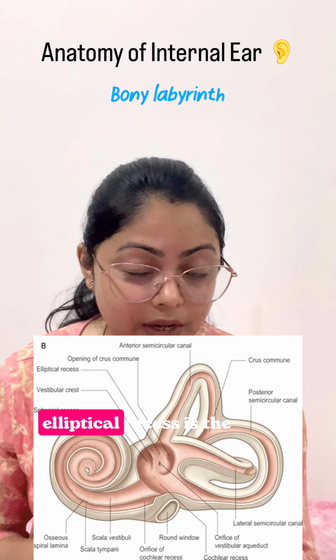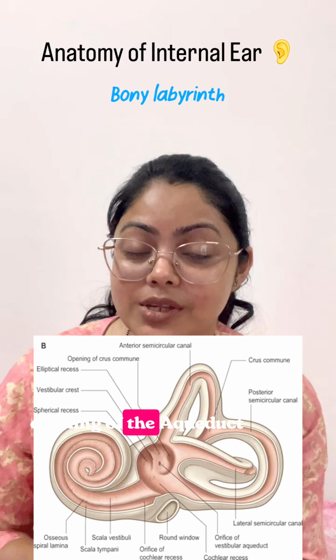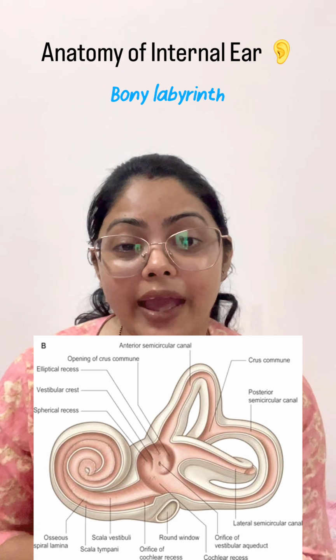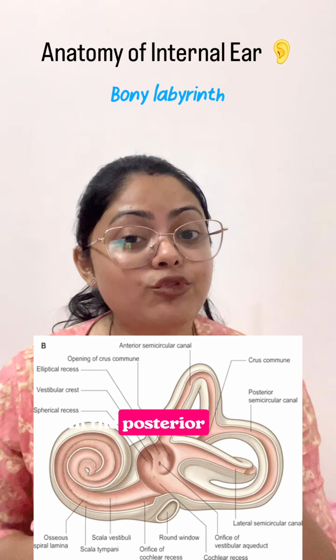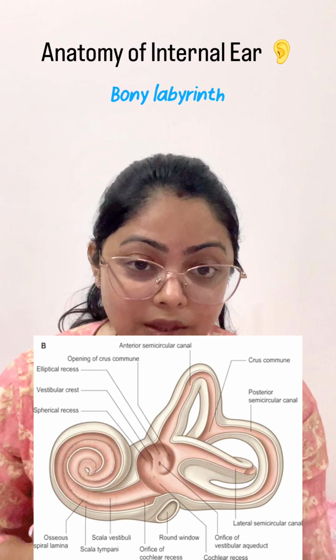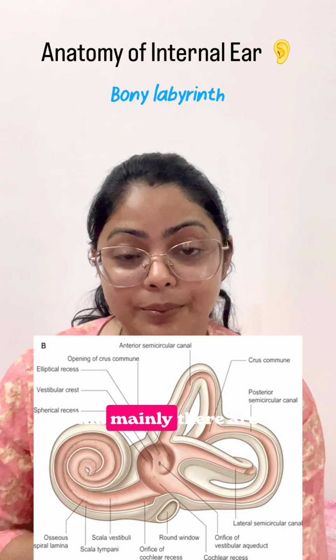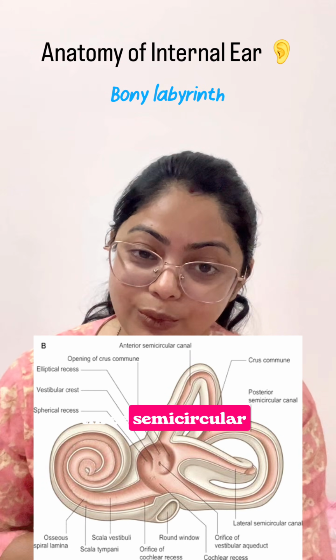Now, just below the elliptical recess is the opening of the aqueduct of the vestibule, which lodges the endolymphatic duct. And we need to know that in the posterior superior part of the bony labyrinth lie the openings of the semicircular canals. And mainly there are 5 openings of the 3 semicircular canals.